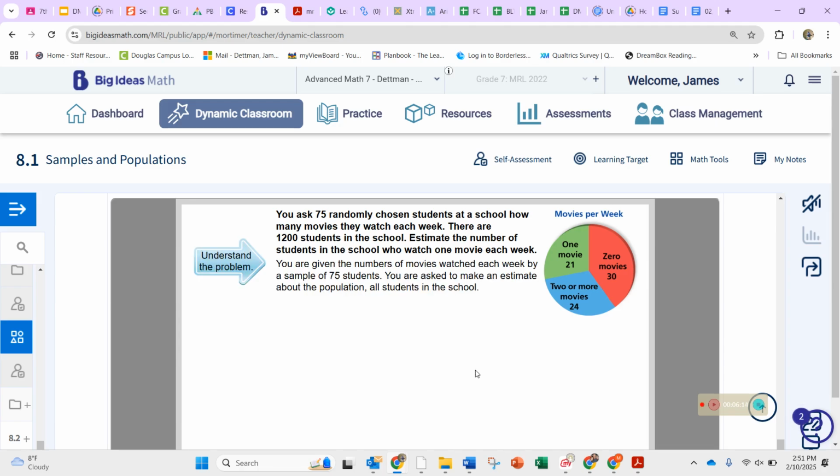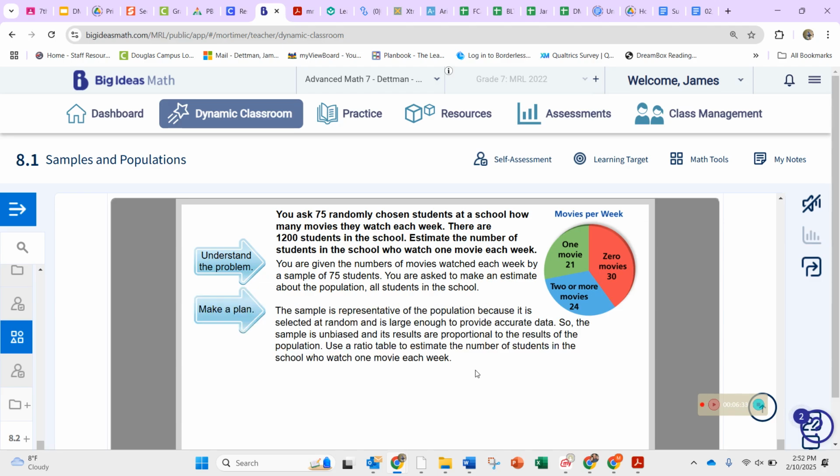So first of all, we need to understand the problem. You are given the numbers of movies watched each week by just a sample of 75 students. You're not sampling everybody in the school, and that's okay. That's what happens when people pick surveys out. They don't survey every single person. So you're asked to make an estimate about the population for the whole school.